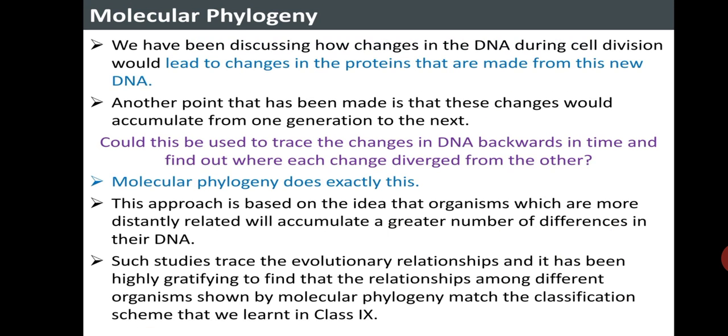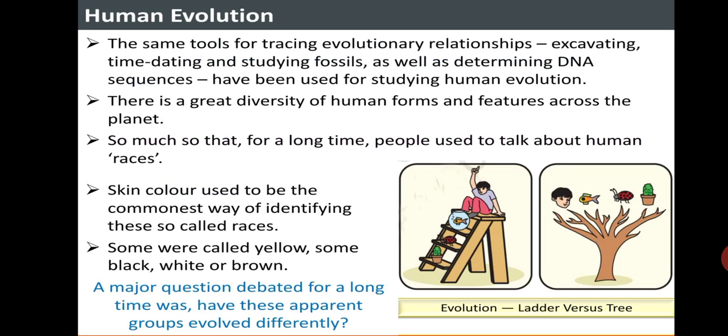So, molecular phylogeny. We have been discussing how changes in the DNA during cell division lead to changes in the proteins that are made from this new DNA. All this plays a very important role in the changes of a gene that take place in the evolution of an organism. So, we can say that genes play a very important role in an organism.